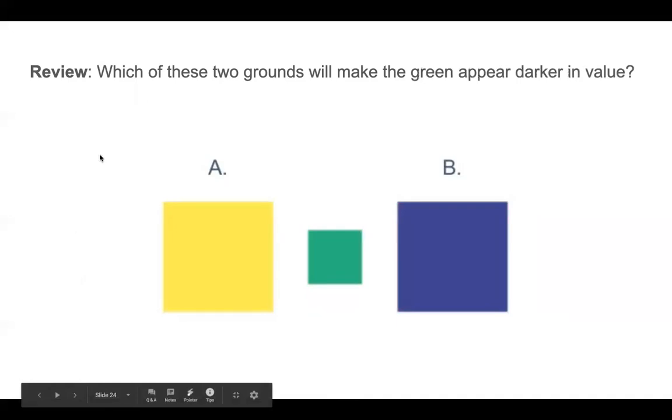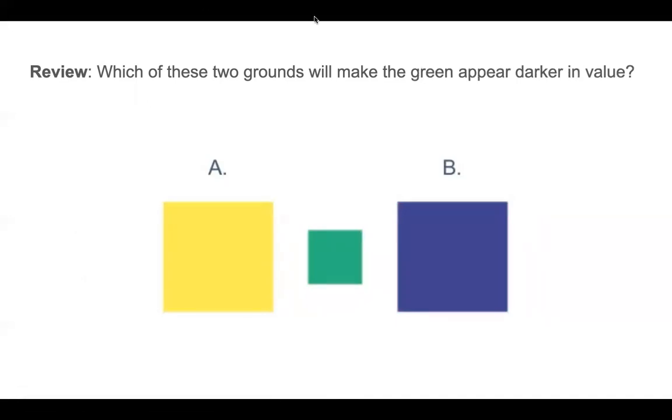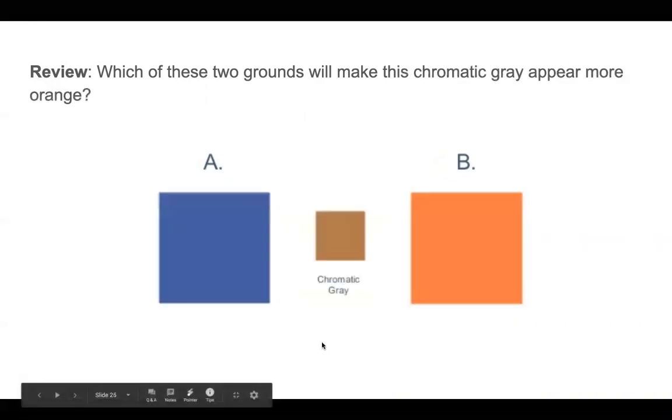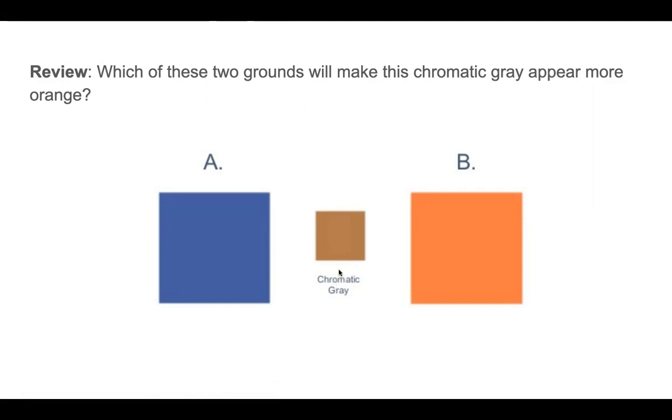Which of these two grounds will make the green appear darker in value? So we think about contrast. And so we're going to pick the lighter of the two, which is A. That's going to make the green look darker. Which is going to make this chromatic gray, which is already a little bit orange, appear more orange.